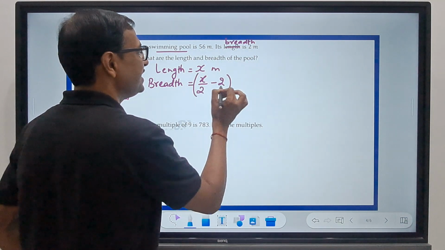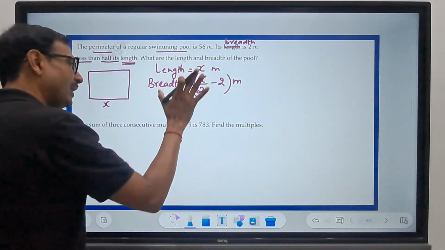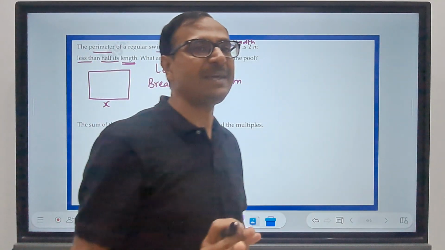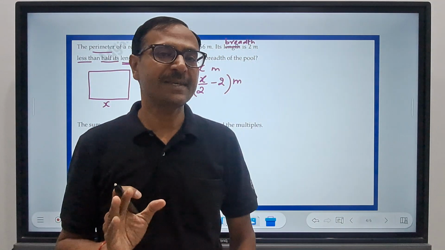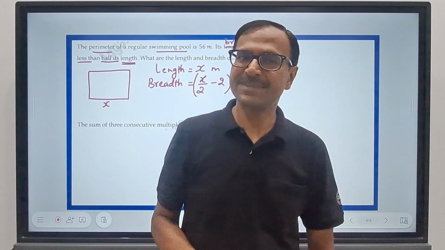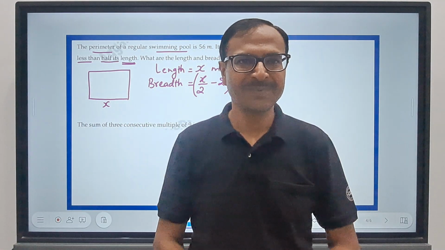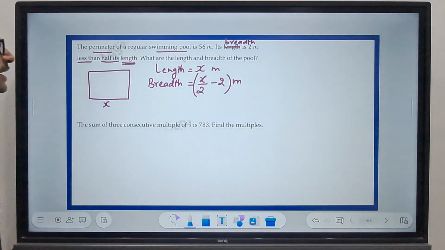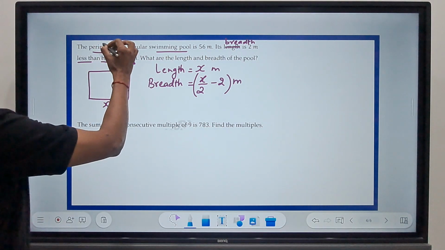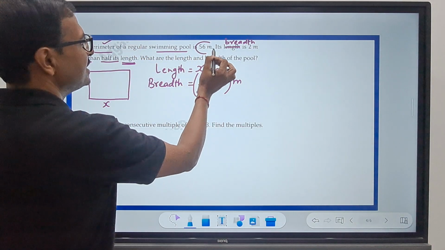Now this is the important thing. So if you can assume length and breadth in terms of x, the question works. If you can't do this, then obviously it's going to be a struggle. Now, how to formulate the equation? The perimeter given in the question is 56.